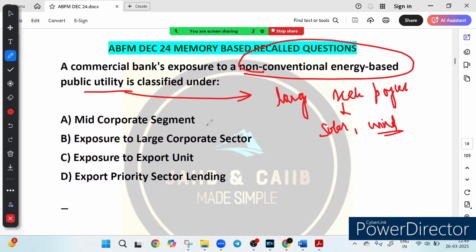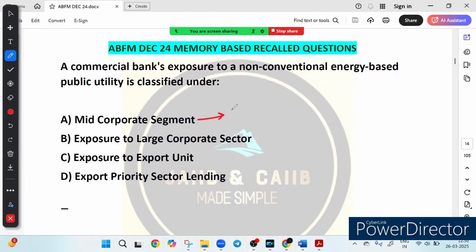Option A, mid corporate segment. What do you think about this option? Is it correct? No. Why? Because the mid corporate segment includes only medium-sized businesses, which generally have an annual turnover of around rupees 250 crore to 1000 crore. Right, because large energy-based public utilities need massive investment. So these projects don't fit into the mid corporate segment.